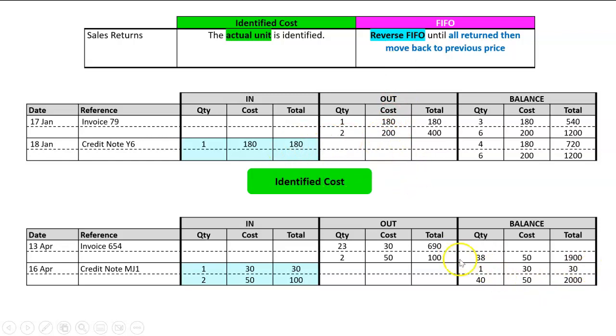Whereas with this one, we can see the day before, the customer bought 23 at 30, 2 at 50, and they bring back 3. Which 3? Well, we'll assume these two, but they never bought more than 2 at 50, so they can't have brought back 3 at 50. So that's all returned, and now we go back to the previous price, which is the $30 units. So 1 came back in at 30, 2 came back in at 50. That's just reverse FIFO. So that would be the first in, first out inventory card.